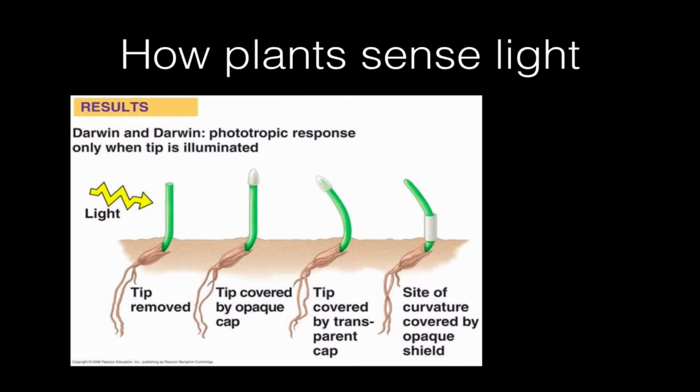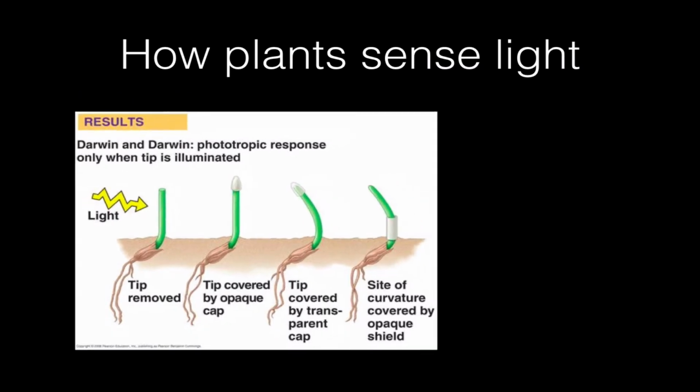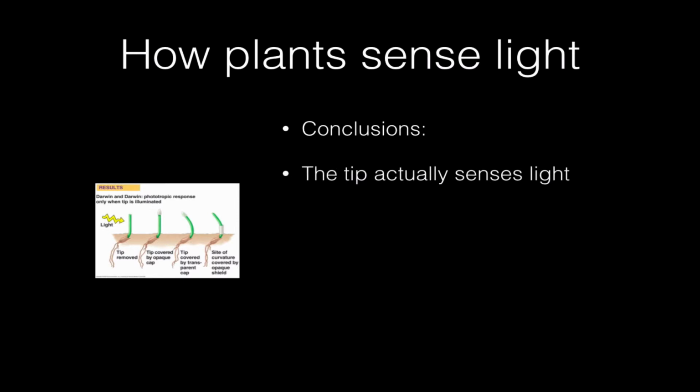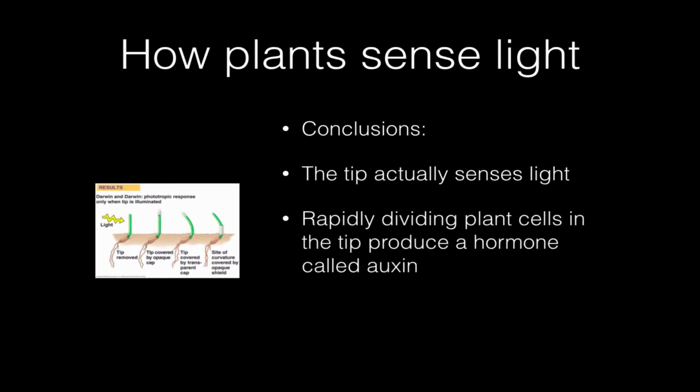What causes phototropism? It obviously has to do with the tip being exposed to light. So we can make some conclusions from this. The tip of this seedling is actually where the light sensing is taking place. Rapidly dividing plant cells in the tip produce a hormone called auxin. Now, Darwin did not discover auxins. These were discovered many years later by other experimenters working with this model. But the tip of this plant must be making a hormone, and this hormone has been named auxin by later researchers. And this hormone must be traveling down the stem and causing differential growth in the stem to make the stem bend. Because remember, plant cells can't move; they can only grow away or towards something.